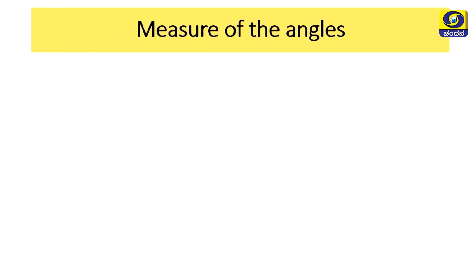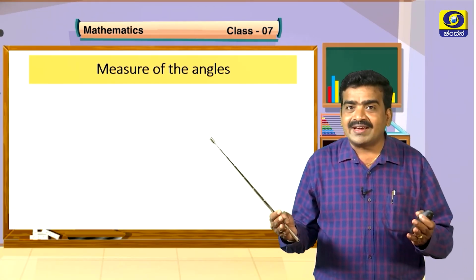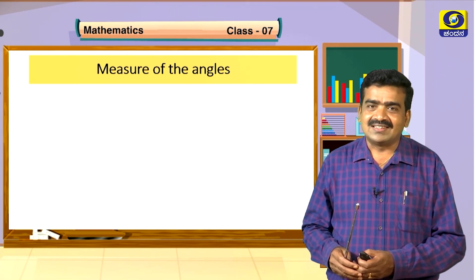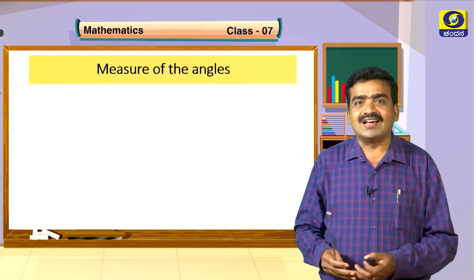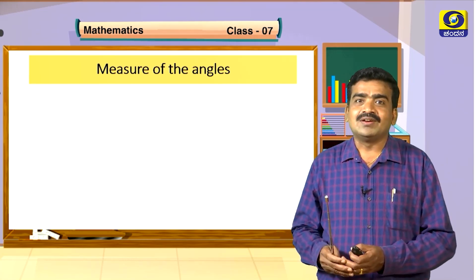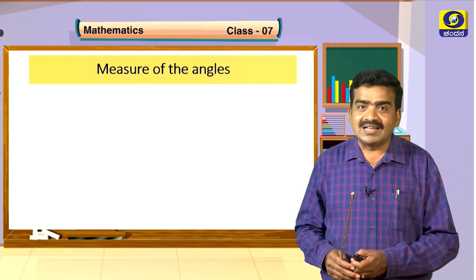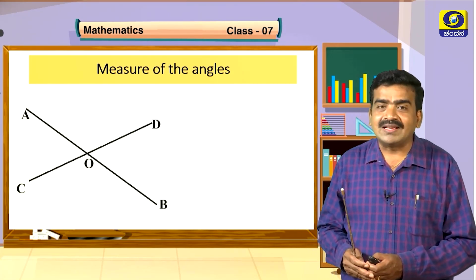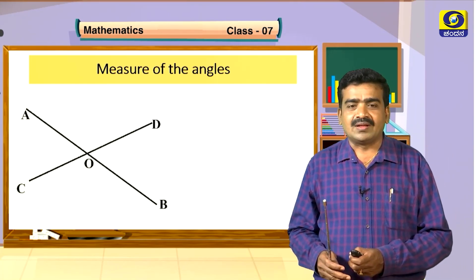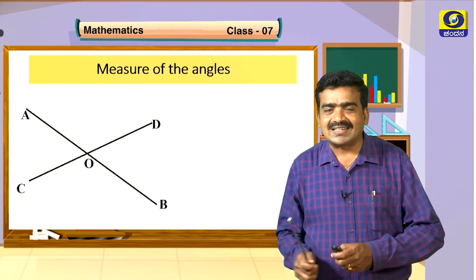Now, let us measure the angle formed by the intersecting lines. You have learned the method of measuring angles in the previous class, and you are able to identify the angles, and also you are able to take the readings where the vertex is formed in an angle, and also you take the exact reading by placing the protractor properly. Now, let us try to measure the angle formed by the intersecting lines.